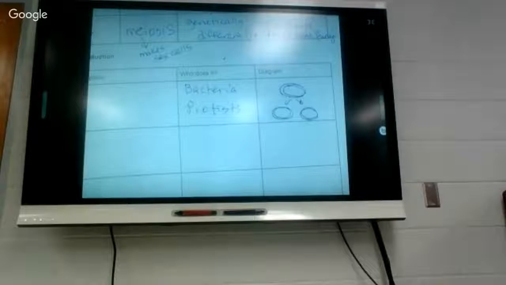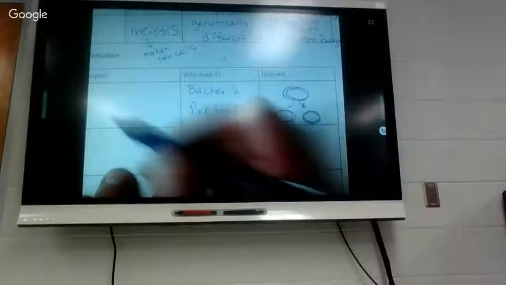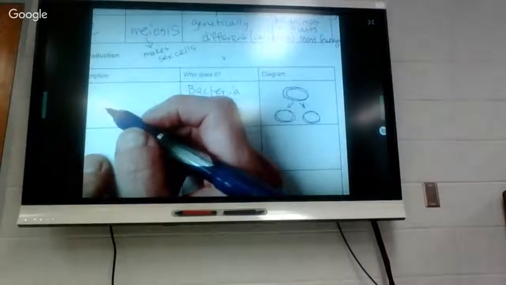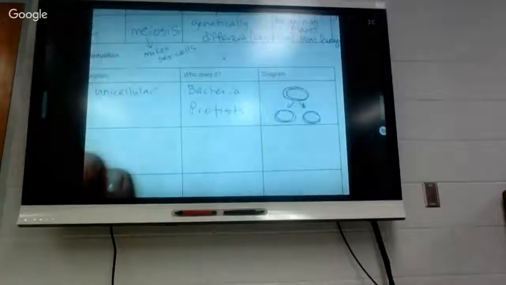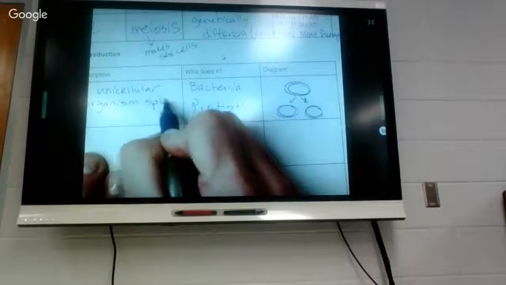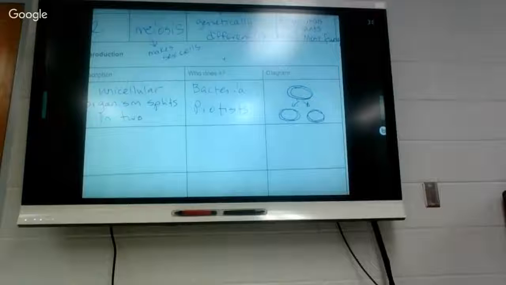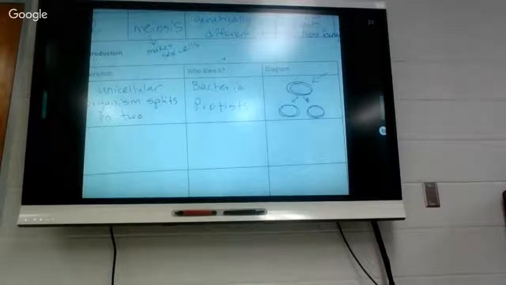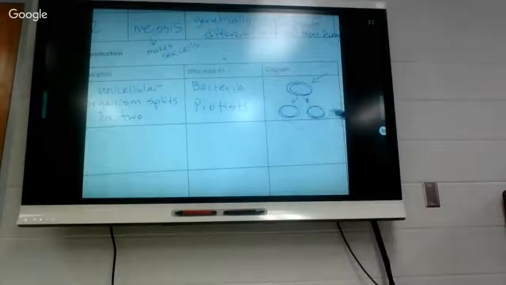And then the description: is that a unicellular or a multicellular organism? Just one cell. So that's what we're going to put: when a unicellular organism splits in two. And that's asexual because it's only involving one parent. When you walk around and look at these, if it's only one parent, then it's automatically going to be asexual. If it looks like they split into two identical ones, like mitosis, then it's binary fission.